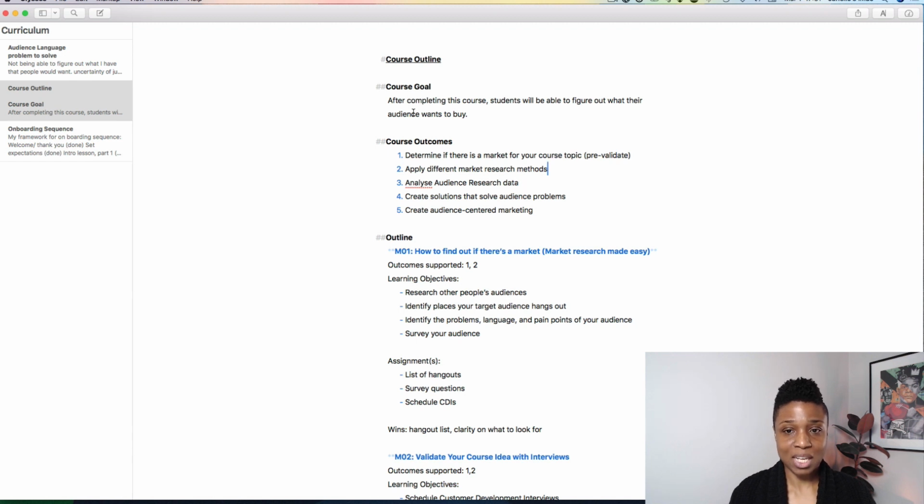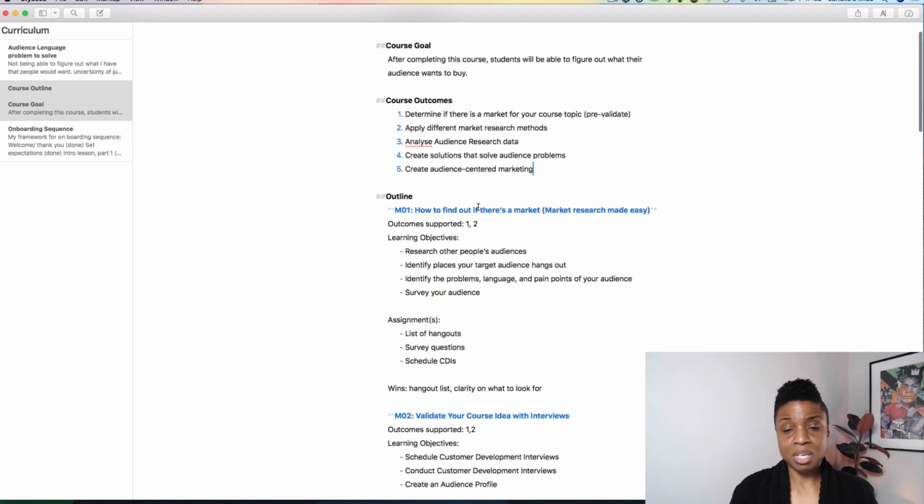In order for them to hit this goal of figuring out what their audience wants to buy, I can't just tell them to go get some data. I have to show them what to do with that data. So that's number 3. And then creating solutions from that data, solutions that solve real problems. That's number 4. After you analyze the data, it's time to create a solution based on that. And the last outcome is to create audience-centered marketing, to actually use what you learned about your audience during research to create your marketing, which is the big part.